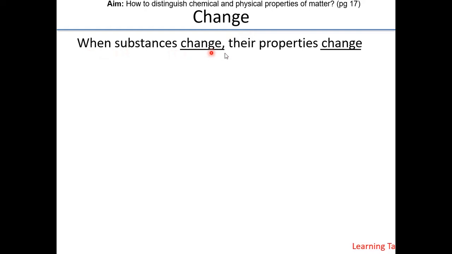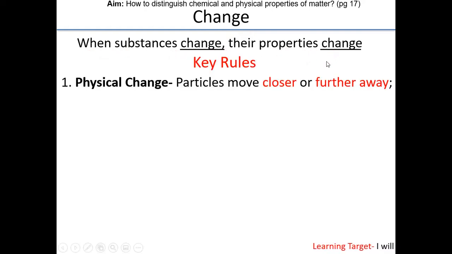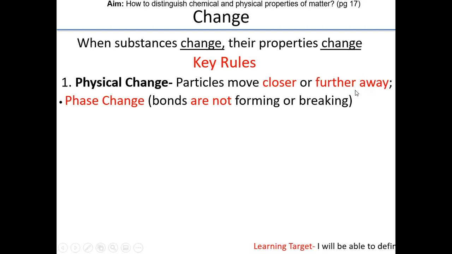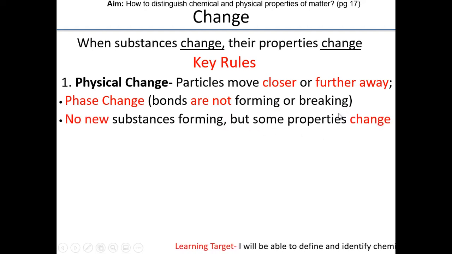Change. When substances change, their properties change. So let's go over some changes. Physical change: particles move closer or further away. An example will be a phase change. So keep in mind, in a phase change, bonds are not forming or breaking. You still have the same substance, right? But some properties will change. Think of solid, liquid, and gases, right? They have different properties, even though it is the same substance.